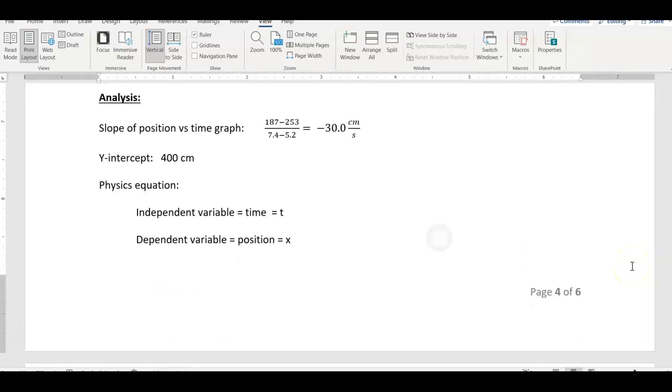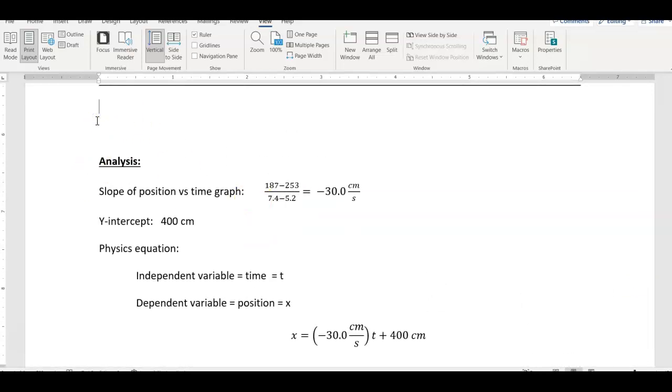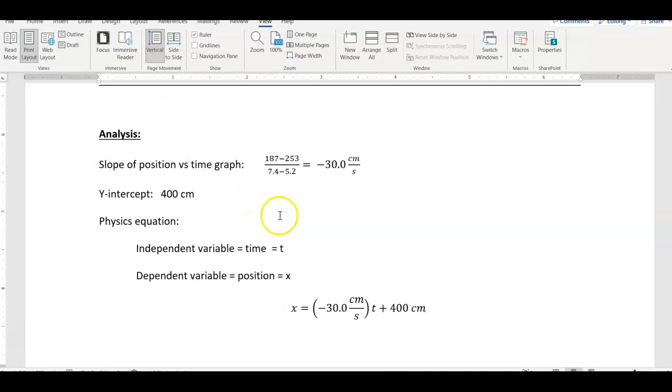And then I do have the physics equation. And again, we did this in class, but just make sure that you have the calculation of your slope with the units, the y-intercept with the units, identify the variables and the descriptive names.